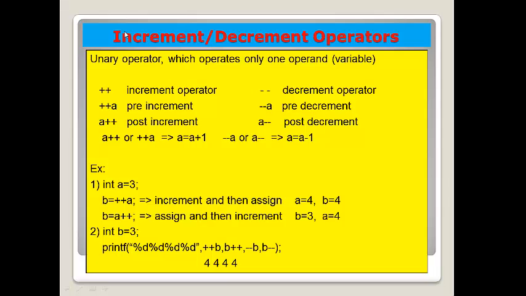If the increment operator, that is double plus, is placed before the variable, it is the pre-increment operator. If the increment operator is placed after the variable, it is post-increment. In a similar way, minus minus a, where the decrement operator is placed before the variable, is pre-decrement. a minus minus, where the decrement operator is placed after the variable, is post-decrement.